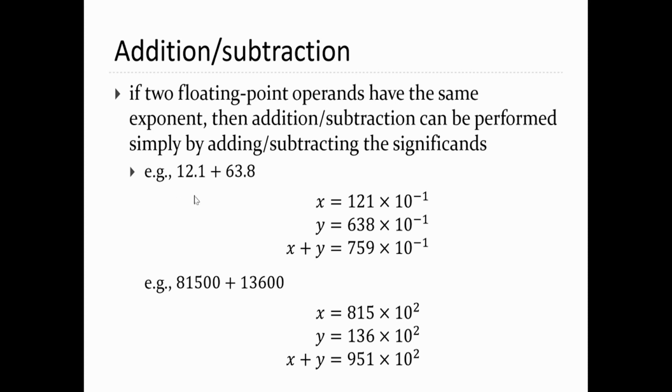All right, so if two floating point operands have the same exponent when you write them down in floating point format, then addition or subtraction is performed simply by adding or subtracting the significands. In other words, you just add or subtract the integer parts. So take 12.1 and 63.8, and write them down in your floating point format. What's 12.1 in our format? Well, it's 121 times 10 to the minus 1. What's 63.8? Well, it's 638 times 10 to the minus 1.